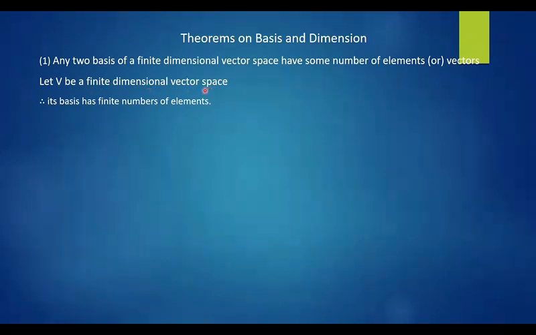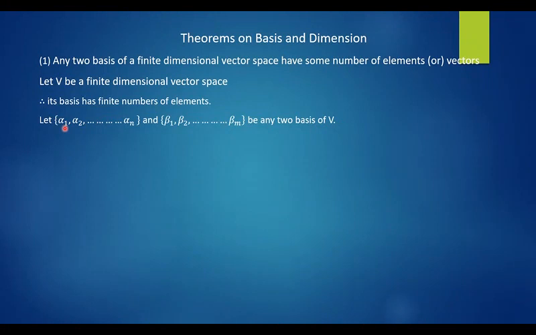Let us consider V to be a finite dimensional vector space. That means the dimension of the vector space V is n, so that we can assume that its basis has a finite number of elements. The basis of vector space V has finite number of elements. That means dimension of V is n.